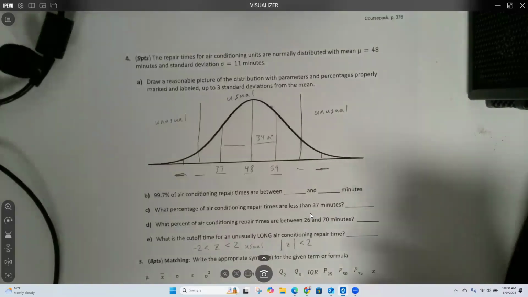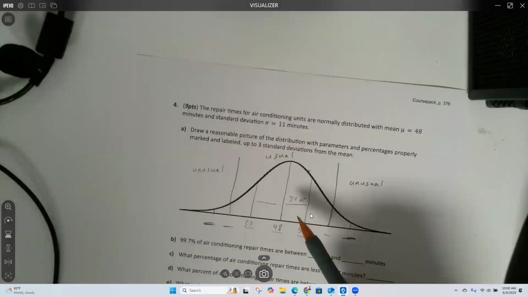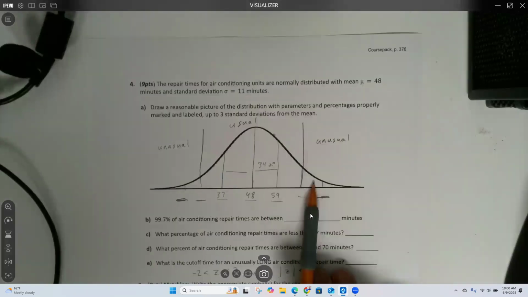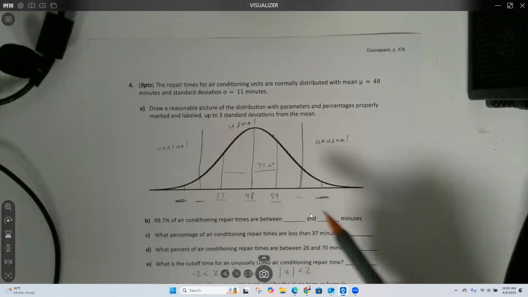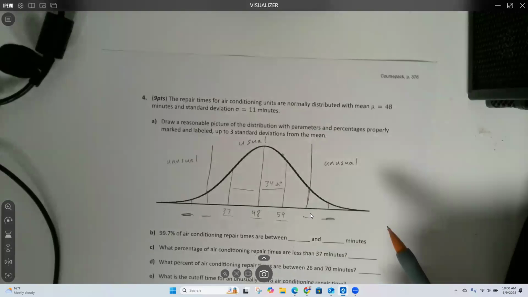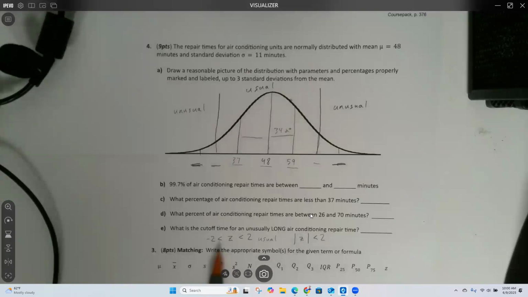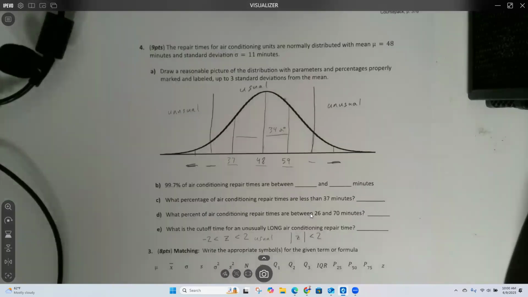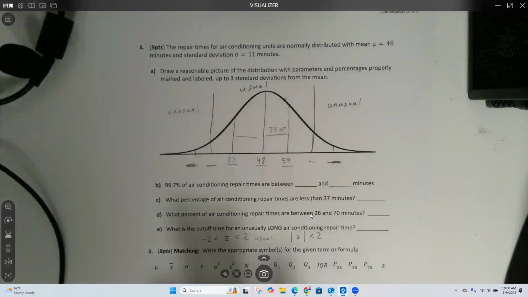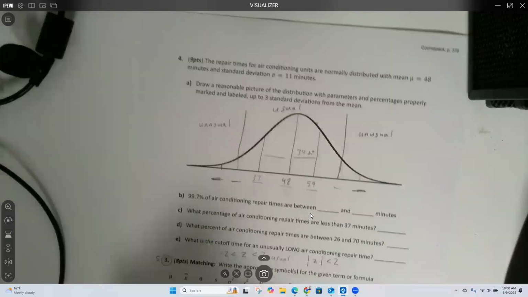That's a person that's very tall, or a person that's very short, or in this case, repair times: the guy showed up and he fixed it in a second. Or the guy showed up and it took him, what is this, 59 minutes, so like 3 hours. That's a long repair job. So that doesn't happen very often. It's unusual. So all right, these ones you should be able to do. By the way, this is not number 3. This is number 5. This doesn't matter. Whatever.